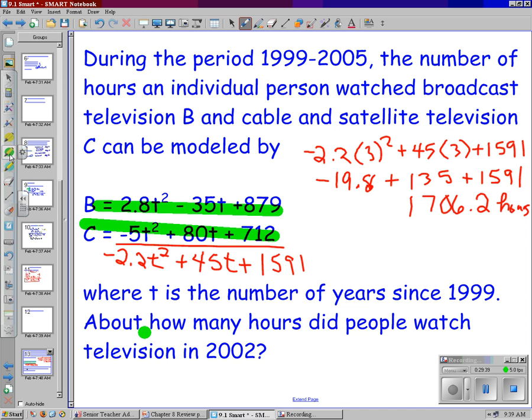How many days are there in a year? 365. So take 1706.2 divided by 365. 4 hours a day? Almost 4 hours a day? 4.67 hours a day? Wow, when do you go to school? All right. When you feel like it.